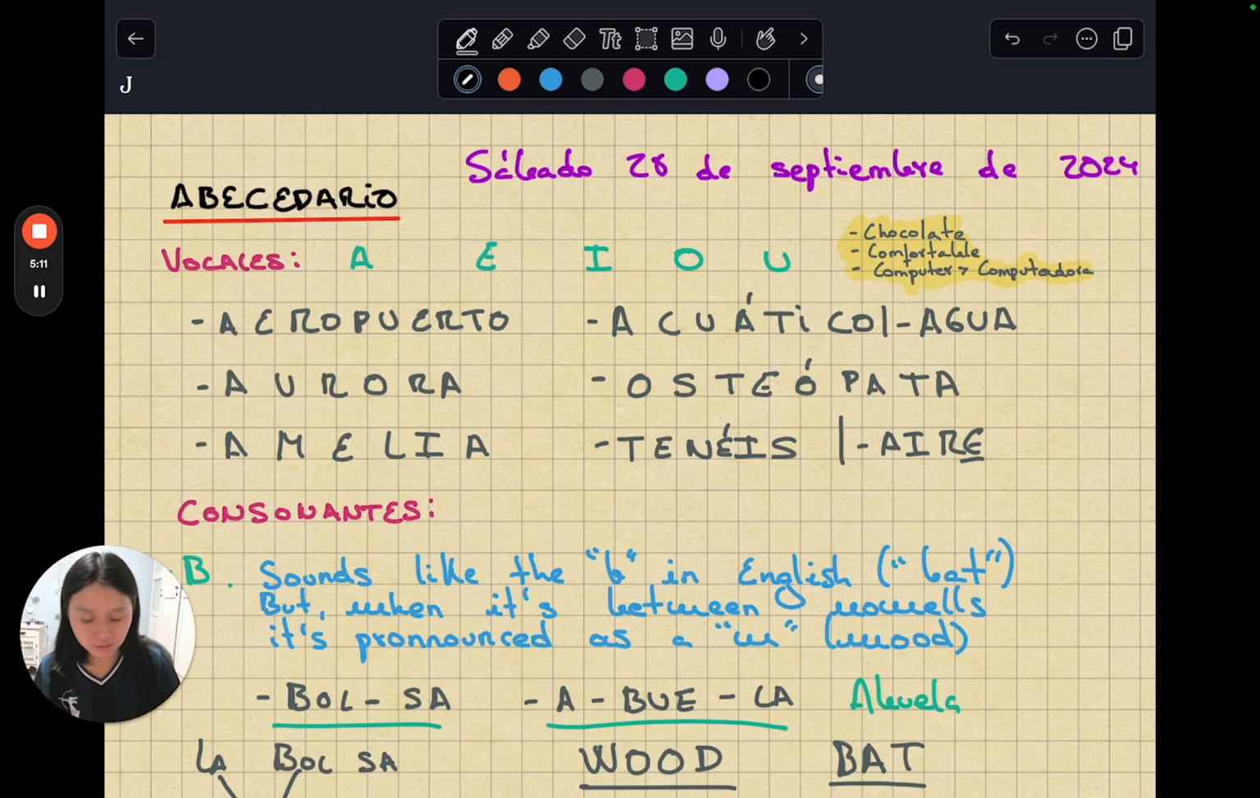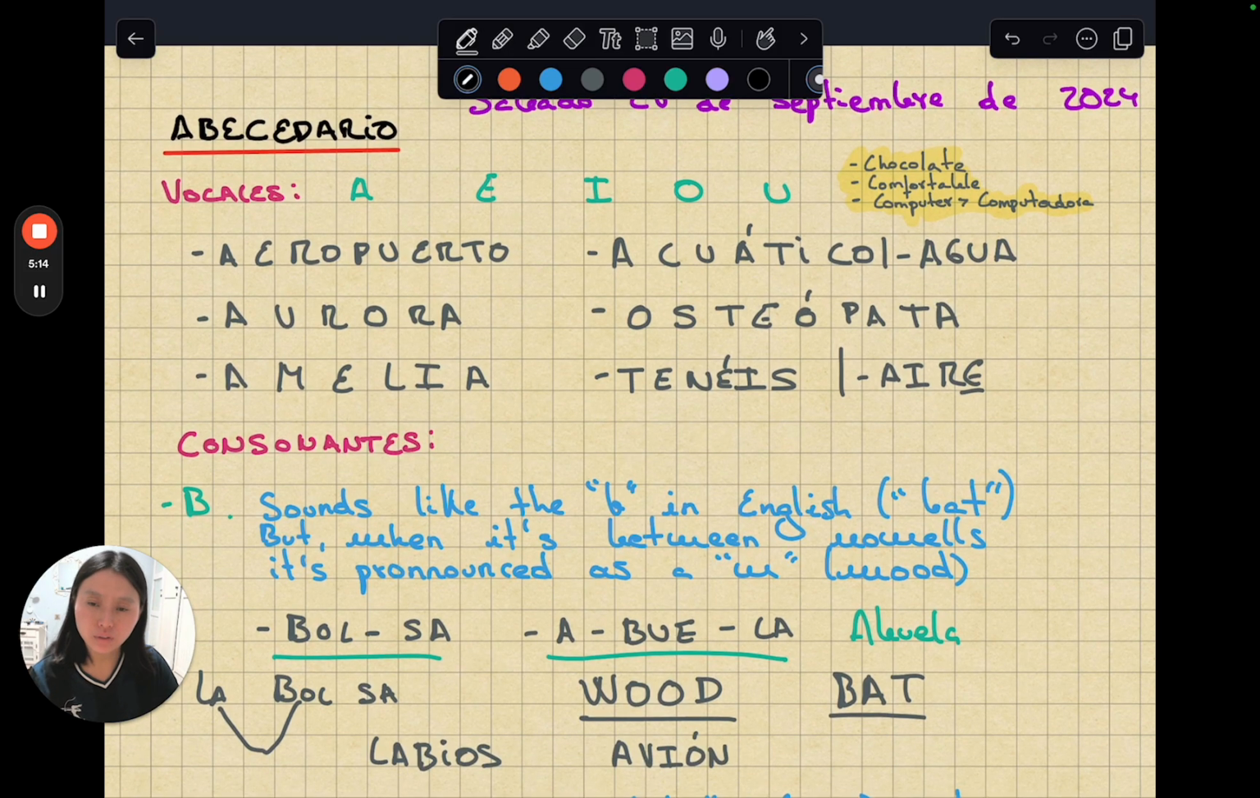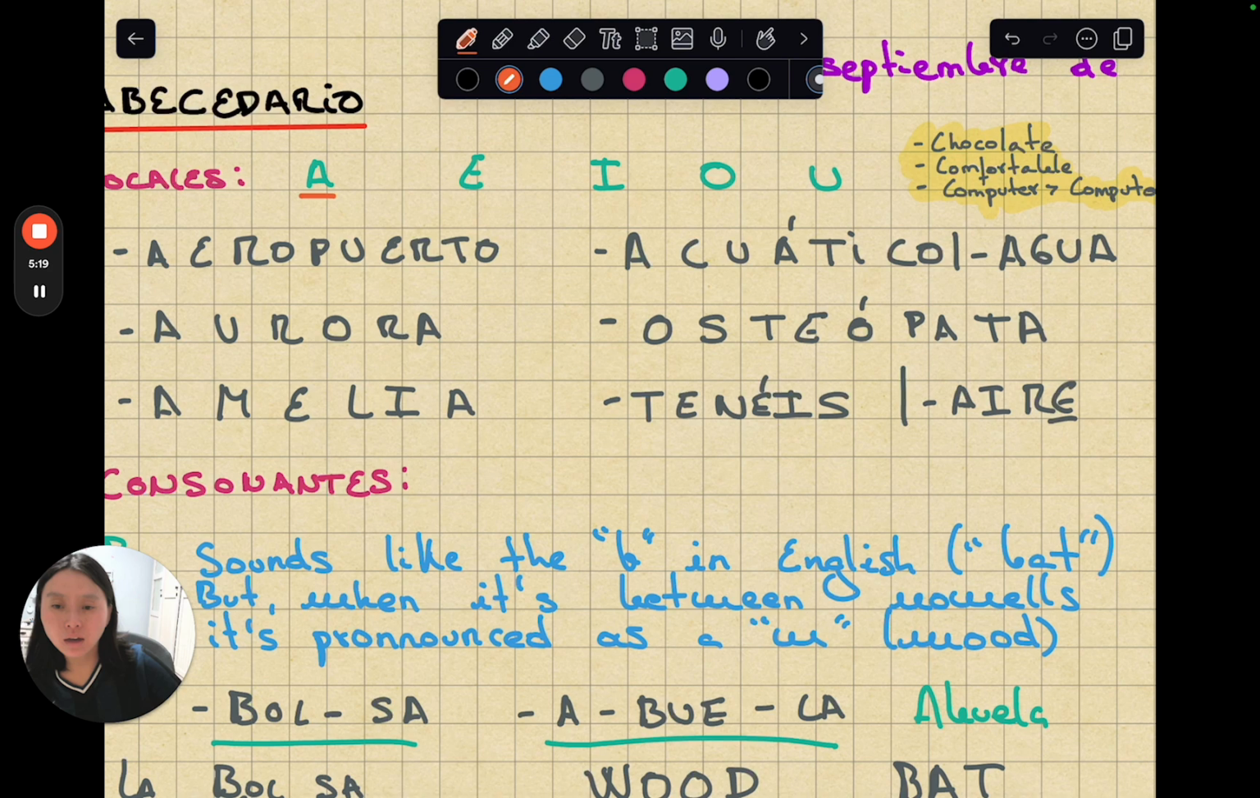So let's begin with the vowels. The vowels are very simple. You have the A, E, I, O, U. Let's repeat that. A, E, I, O, U. Easy. Don't confuse these two. These two are usually a bit tricky because of English. But yeah, A, E, I, O, U.